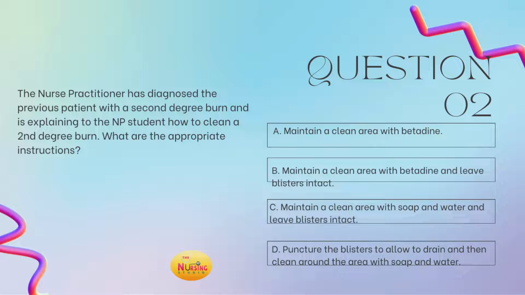So the best answer is with second degree burns, we maintain a clean area and we clean with soap and water only. And then we make sure to leave those blisters intact. You do not want to puncture or drain blisters. Okay. So second degree burns, maintain a clean area with soap and water, leave the blisters intact. Okay.